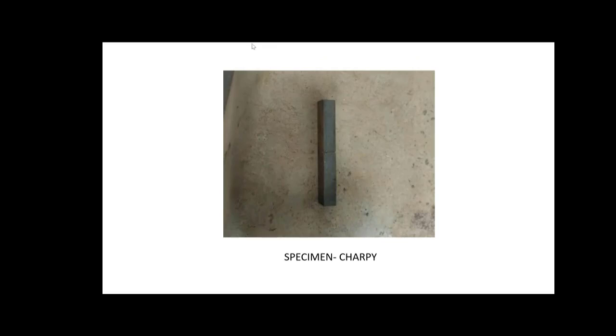This is the specimen for the Charpy test, which is square in section, and we keep this specimen as a beam. That means the two ends of the specimen are simply supported on the supports provided on the gauge, and we will be applying a central point load. The load applied is impact, and here also we are providing a notch. The notch is provided so that it comes on the tensile side of the specimen.